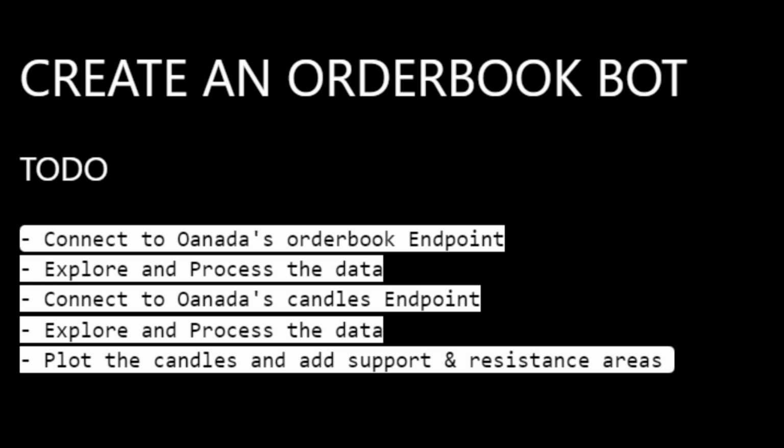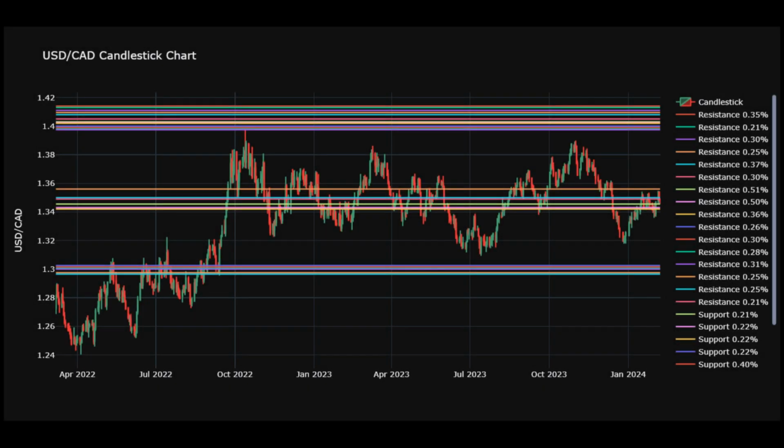Today, we're diving into connecting to Oanda's order book and candles endpoints. Since we covered these endpoints extensively in our last few videos, we will keep the explanation to a minimum, and if you require more details, please refer back to the previous videos in our Oanda API playlist. Next, we will explore and process the data we receive, and finally, the best part, how to visualize this data with insightful plots, including support and resistance areas.